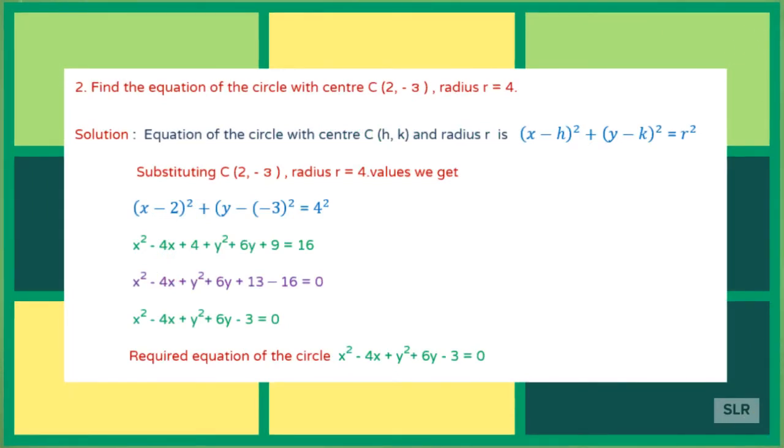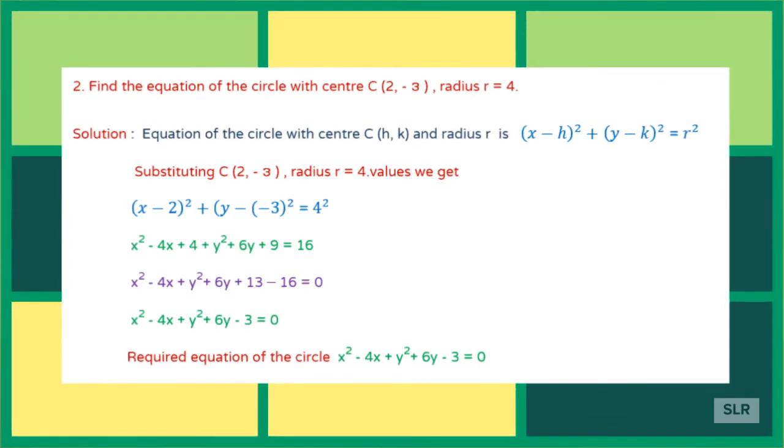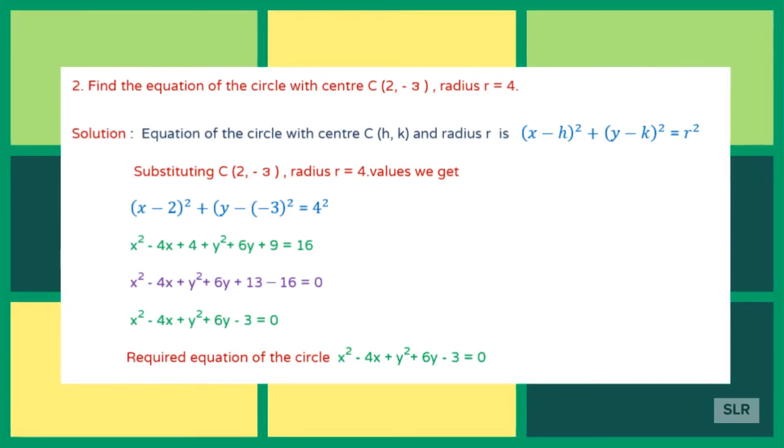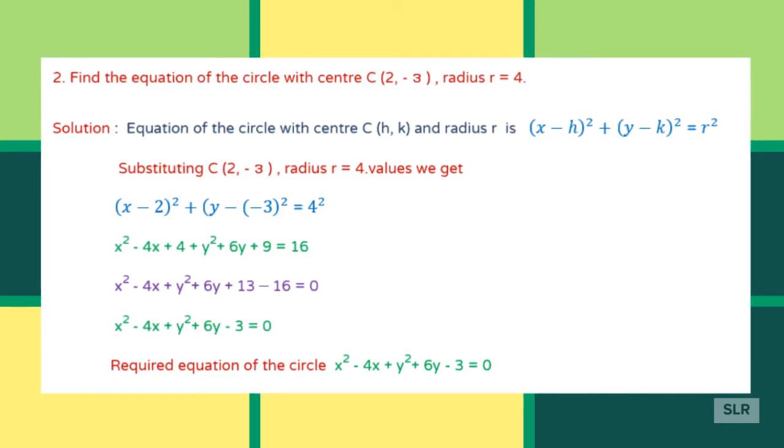Take the second problem. Find the equation of the circle with center C(2, -3) and radius r = 4. Here the center and radius are given. Find the equation of the circle. Solution: the equation of the circle with center C(h, k) and radius r is (x - h)² + (y - k)² = r². Substituting C(2, -3) and r = 4, we get (x - 2)² + (y - (-3))² = 4².